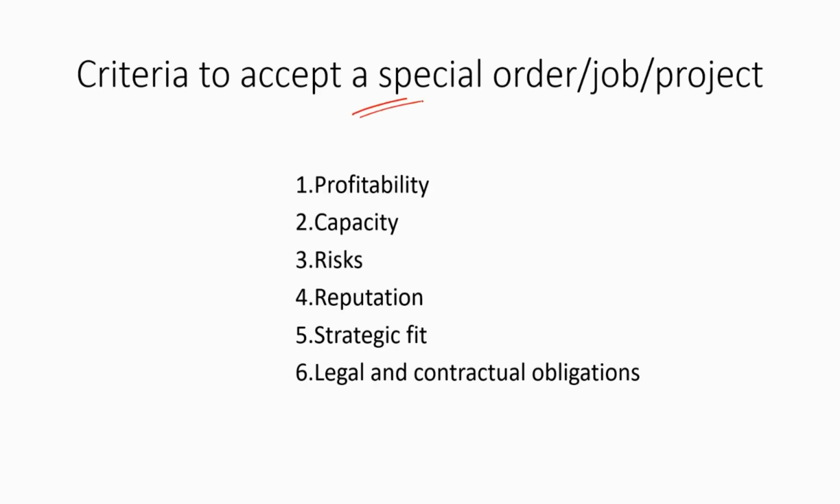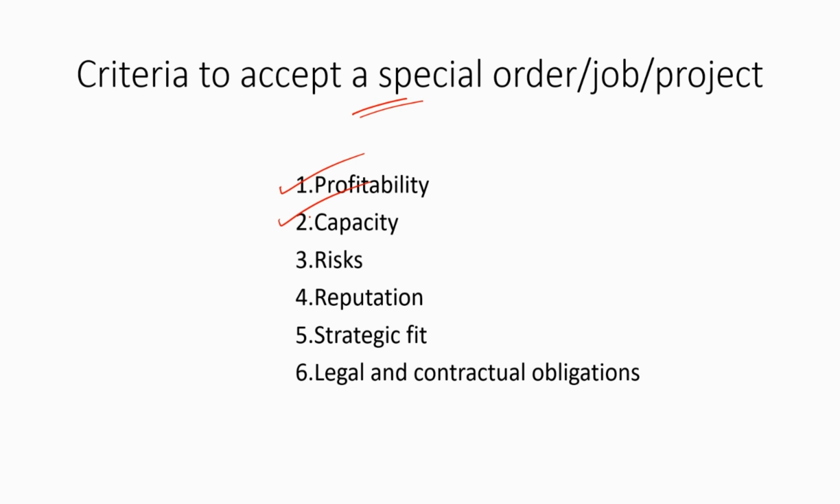Here are the criteria to accept a special order or a job or a project. The first one is profitability. The company should determine if the job is profitable, considering the cost of materials, labor, and overhead, as well as expected revenue. The company should consider the impact of the job on the overall profitability of the business. Then the capacity. The company should evaluate if it has the capacity to take on the job without negatively impacting its ability to deliver other products or services.